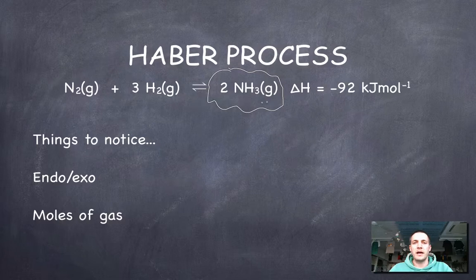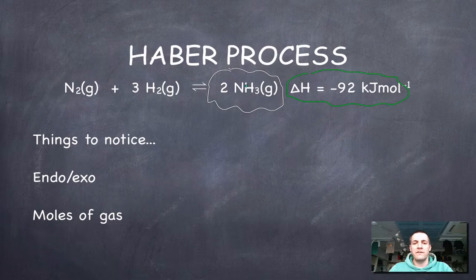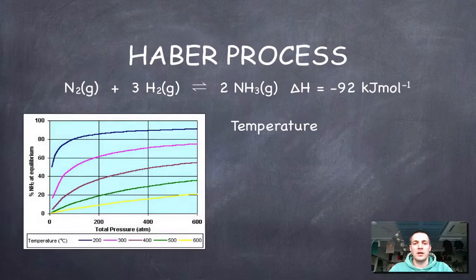Things to notice about this reaction: well, it's reversible, therefore it's an equilibrium process. It's exothermic, we're told here, because the enthalpy change is negative. Okay, and there are fewer moles of gas on the right. There's 4 on the left and there's 2 on the right. So we're going to consider those things when we're looking at what conditions are used when we're making ammonia in industry. Okay, so let's start off by looking at temperature.